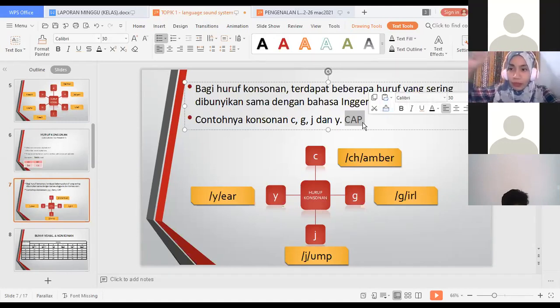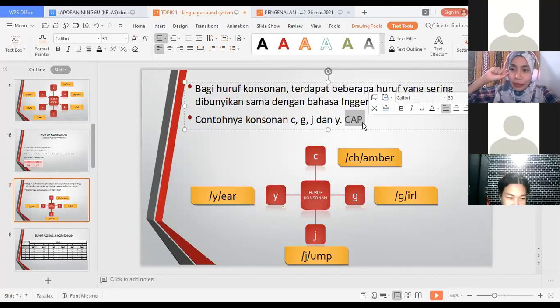Is it topi? Okay. Bima, what does Indonesia call topi? Topi. Okay, topi. Same. Cap is a cap, right? You wear it on your head.